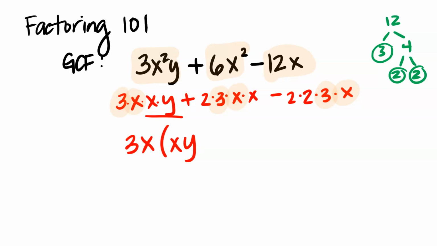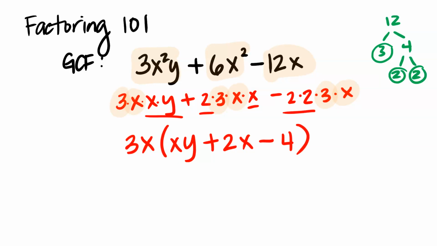Because remember, if we want to clear parentheses, we distribute that factor that's in front to each and every term. So if we re-multiply this, we'll come back to our 3x squared y. There's still a plus. The next one, there was a 2 and an x. And then there's still a minus, and we have a 2 times 2. So I'll just change that to a 4.